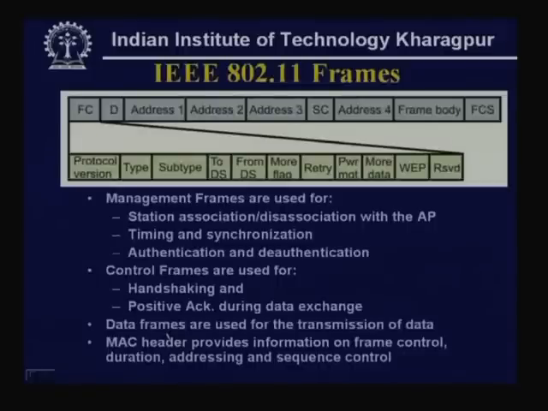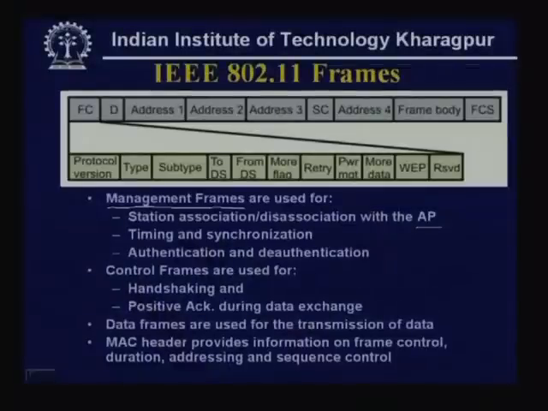Now, here are the IEEE 802.11 frames. As we know, there are three basic operations to be performed by these frames. First of all, the management frames. Management frames are used for station association, deassociation with the access points, timing and synchronization, and authentication. I have already explained the protocols in brief, and obviously with the help of the management frames these functions are performed. This is required in the initial phase when a particular station gets associated with an access point.